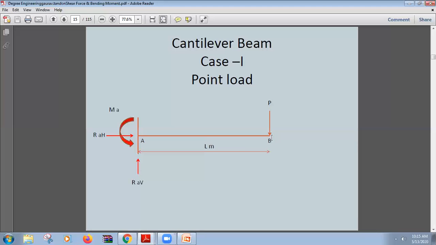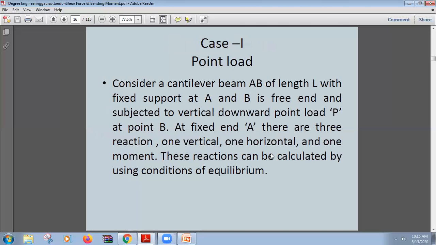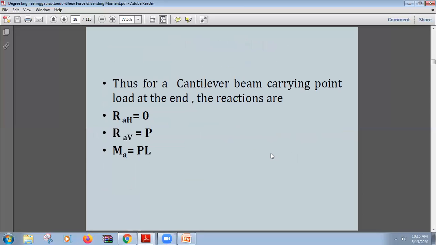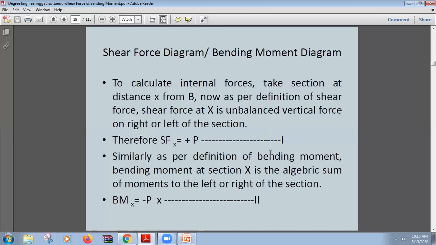So the beam will come slightly downwards because of this loading. B is the free end and there is no support from beneath. So the P force will deflect the beam at free end B vertically downwards, and we will discuss this point later on. But right now we have come to the conclusion that moment is P into L, and RA is zero, RAV is equal to P.